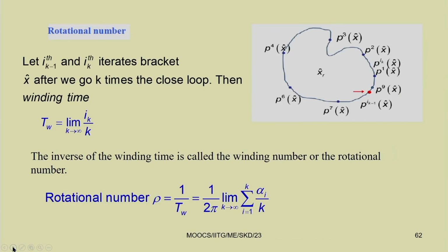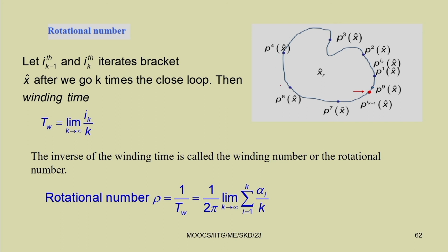Particularly, you may be interested to know the rotation number. For example, just now we have seen, we can take a starting point, this is the starting point we have taken, and let us go around. This is the Poincare section; we have taken it in the x and x dot plane. Let the (k minus 1)th and kth iterates bracket this x after we go around the closed loop k times. After going the first time, we may not get this point again.